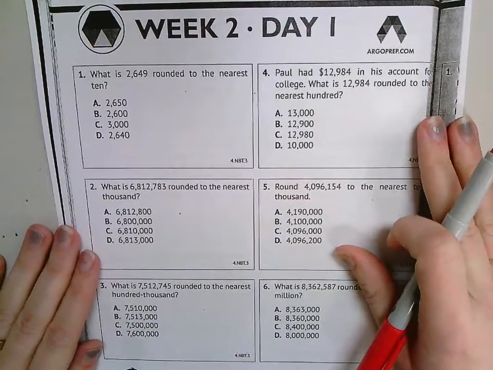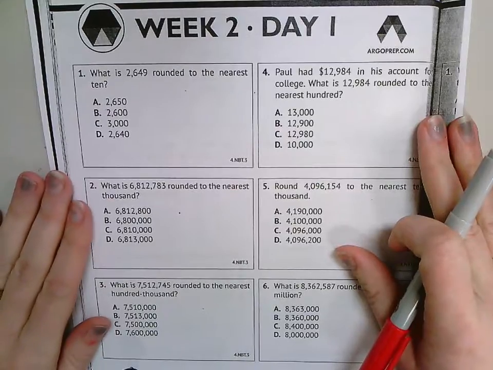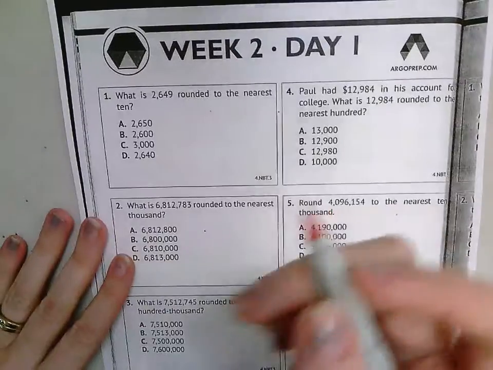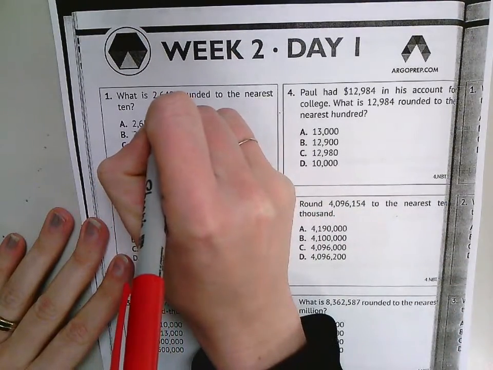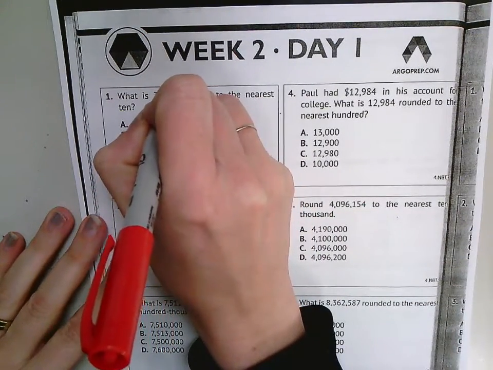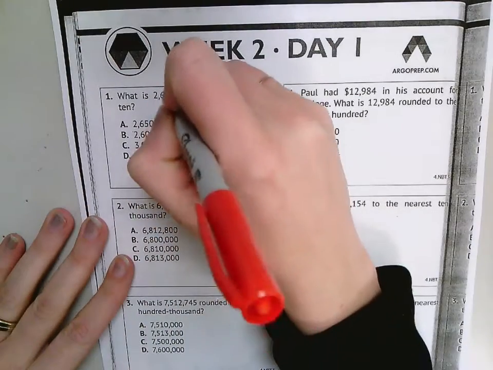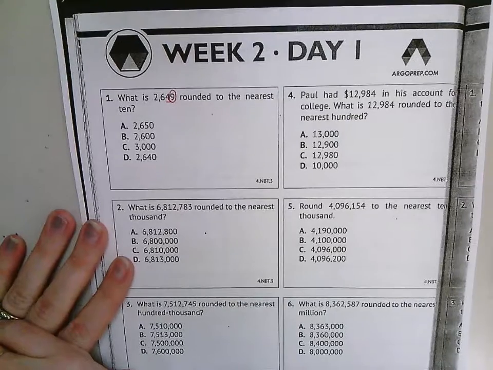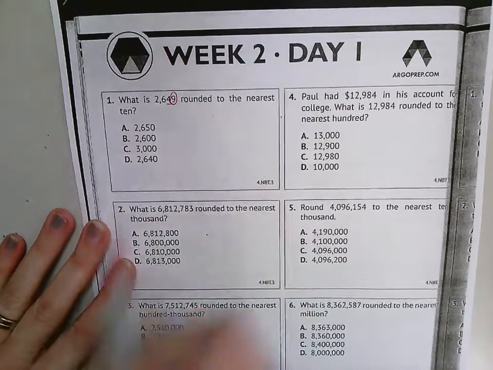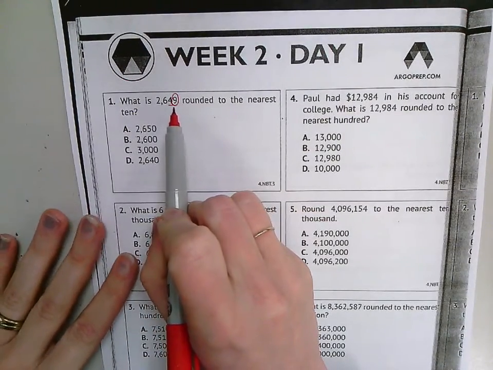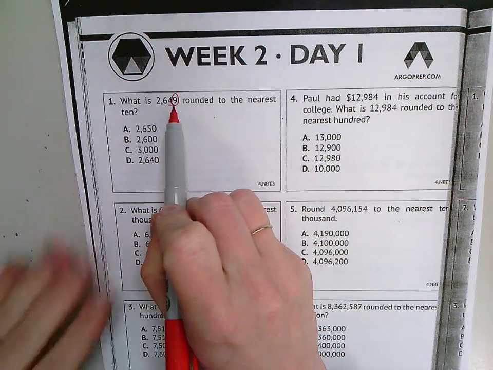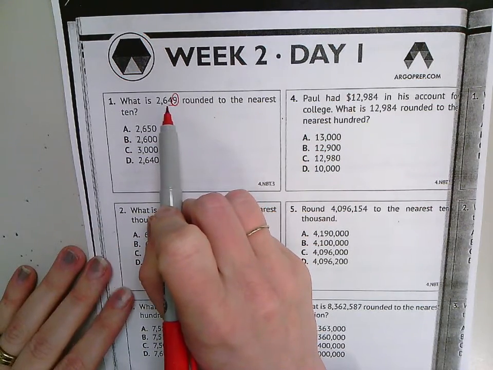So what is 2,649 rounded to the nearest 10? So remember, when we are rounding, I want to underline the place that may or may not change and circle the number that's going to tell me what to do. And I know that if the number that is circled is 5 or higher, it bumps the underlined number up. If it's 0 through 4, then the underlined number stays where it's at.